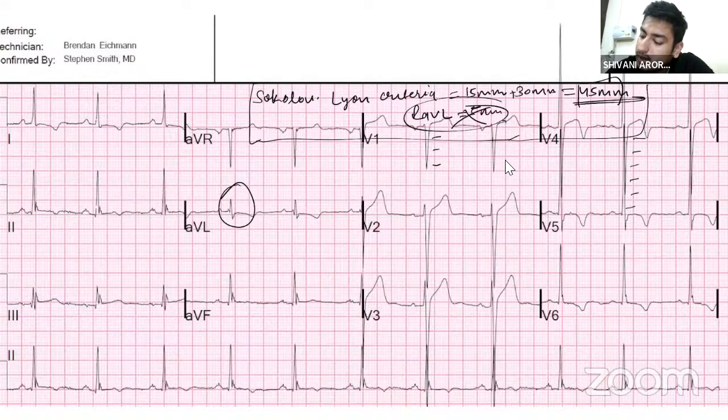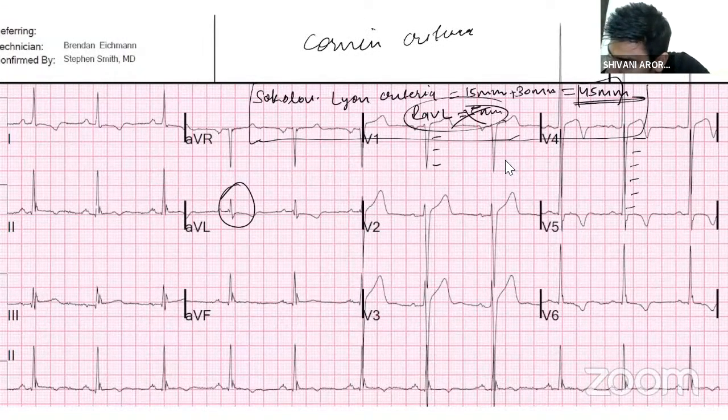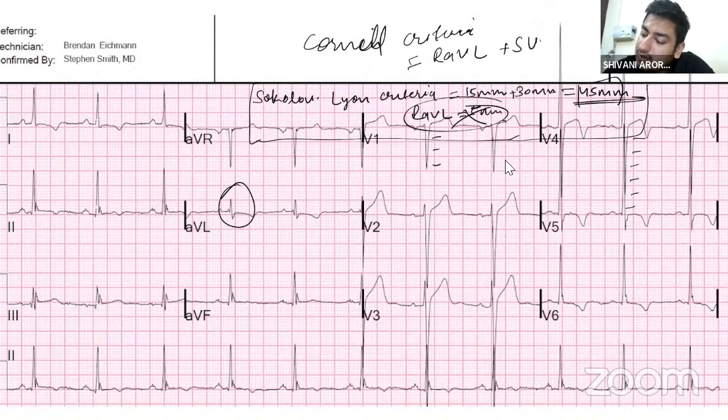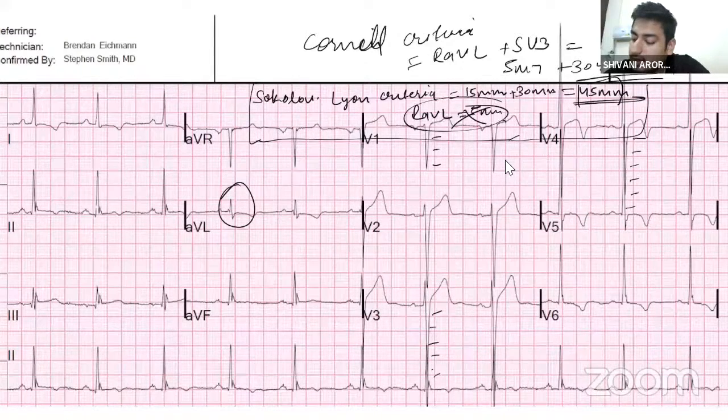So R in aVL plus S in V3. R in aVL is 5 mm, S in V3 is 1, 2, 3, 4, 5, 6 plus 30. So it is satisfying this criteria. Also, you can see that there is ST depression and T wave inversion in V5, V6, 1 and aVL. Okay. This is known as strain pattern.